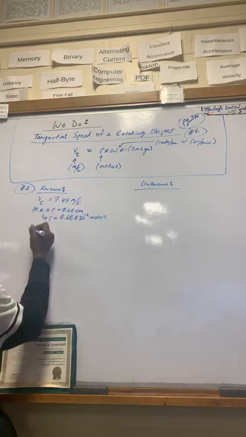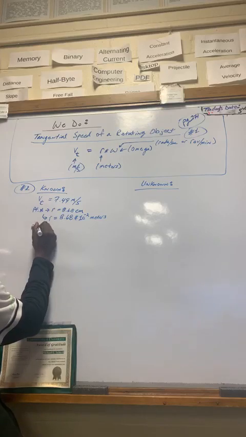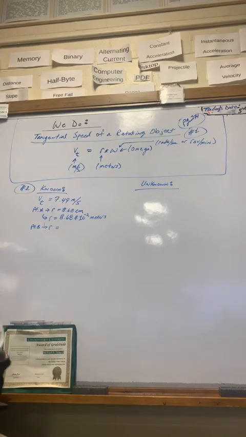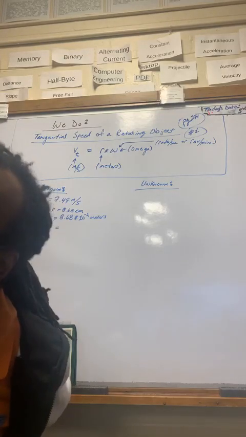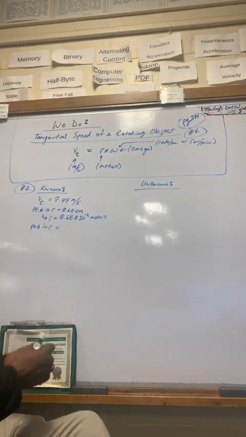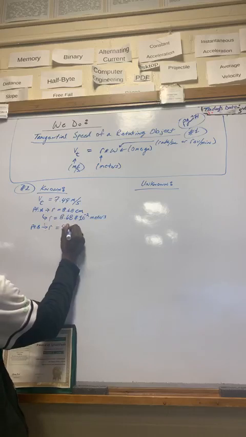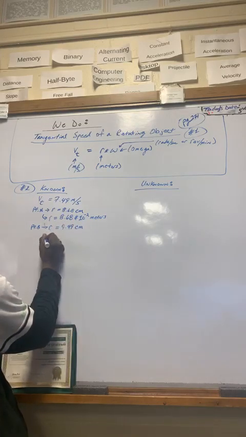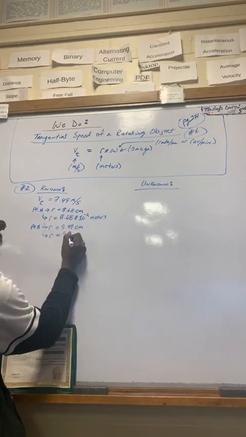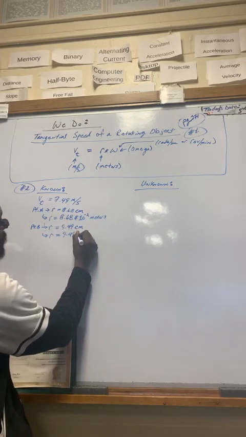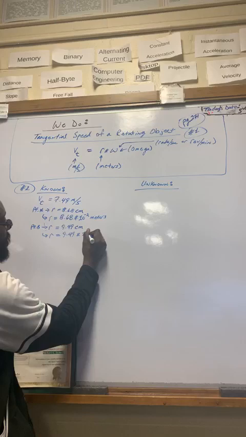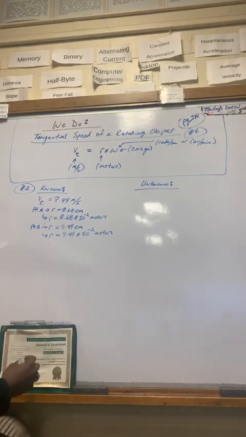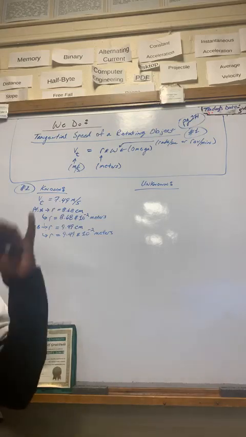Part B. Radius is new. In the problem, they give us now 9.49 centimeters. Got to change that too, right? So we got to go here, and then I just convert it. And remember, centi means times 10 to the negative 2 meters. You gotta have all these steps, all these elements.